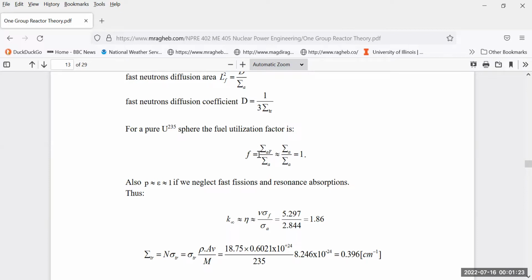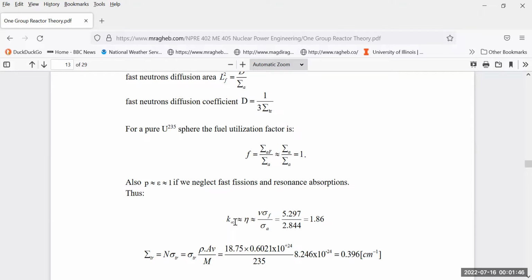It's the absorption rates in the fuel divided into the absorption rates in the total reactor. Now the fuel is just pure uranium-235. There is no moderator, no control rods, so that is basically sigma sub A divided into sigma sub A. So we can say that f, the fuel utilization factor, is 1.